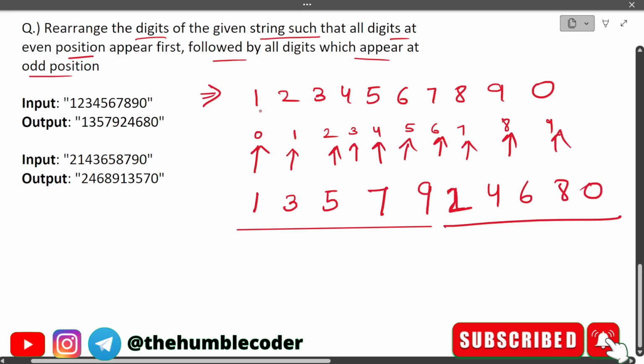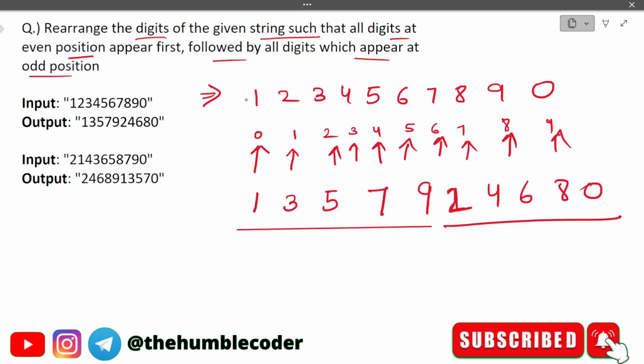Basically what we want is that all the digits which are present on even places should come first, and then we have to put all the digits which are on odd places. So in this way our final output will be this. And in the same way, if you see for this one, the even position digits are 2 4 6 8 9. Make sure that you don't get confused with the digits. You don't have to check whether the digits are even or not, but you have to check their position, whether it is even or odd.